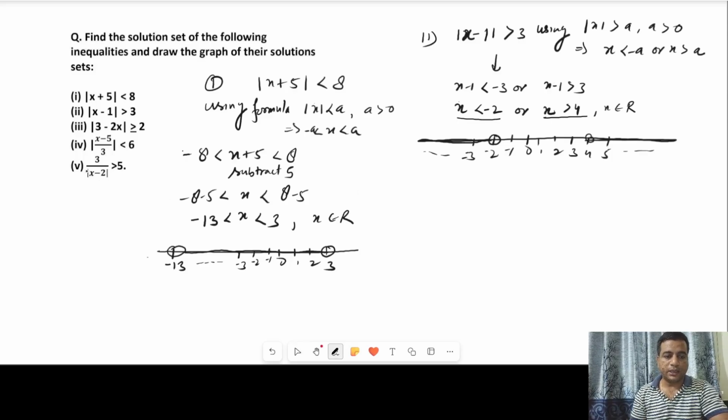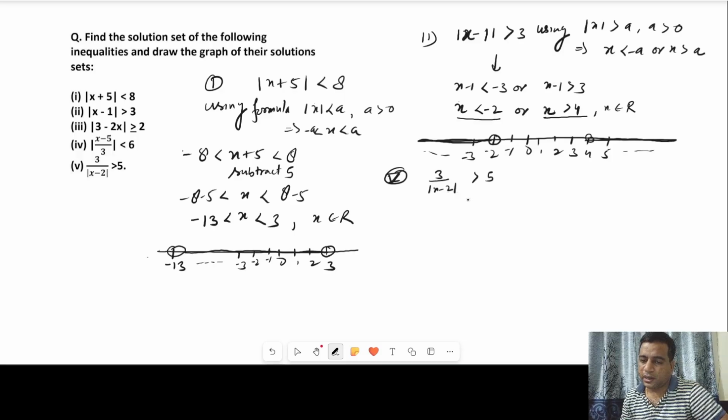Now I am taking the last problem, question number 5: 3 upon |x - 2| is greater than 5. Some students will try to transfer |x - 2| towards the right, but that will be completely wrong. So you have to take the reciprocal on both sides. Here 3 is positive, |x - 2| should also be positive, and 5 is positive, all are positive.